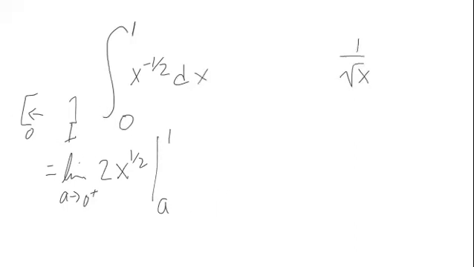And this would be 2 minus 2 a to the 1/2, and we're taking a limit as a approaches 0 from the right side. Now notice this limit actually exists. We can put 0 in and we end up getting nicely 2. So it looks like this integral is 2.